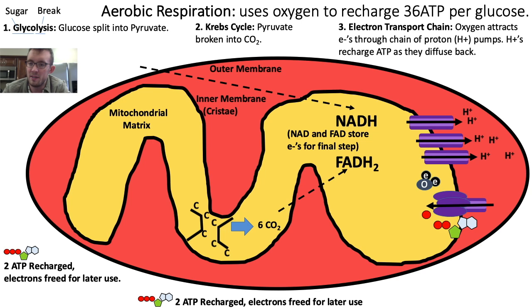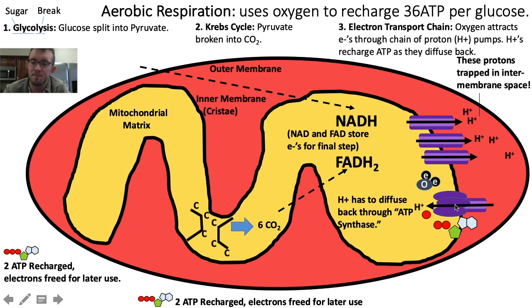Now the thing is, once there's this really high concentration of hydrogen in the space between the two membranes, the hydrogen is trapped. It doesn't have the ability to flow back and diffuse back the way it came. These pumps work in one direction. So the only place for the hydrogen to go at this point is through a special transport protein called ATP synthase. In the process of diffusing through this protein, the hydrogen actually powers the recharging of ATP.